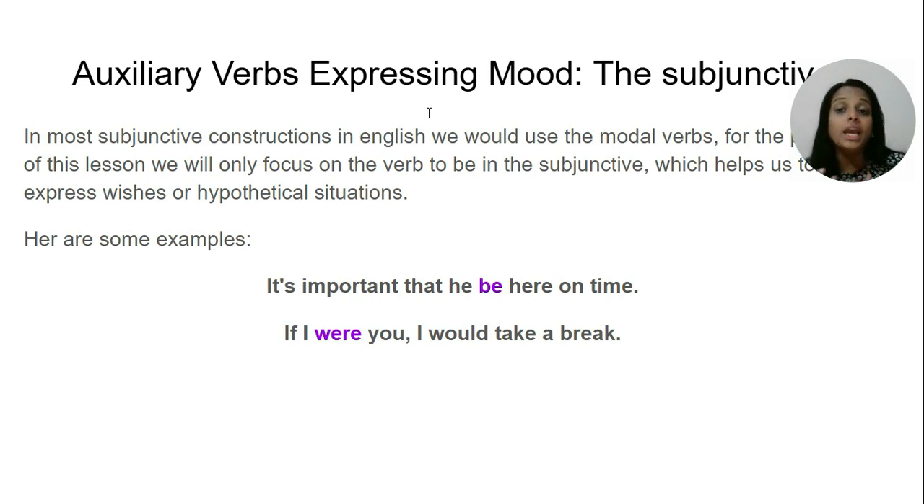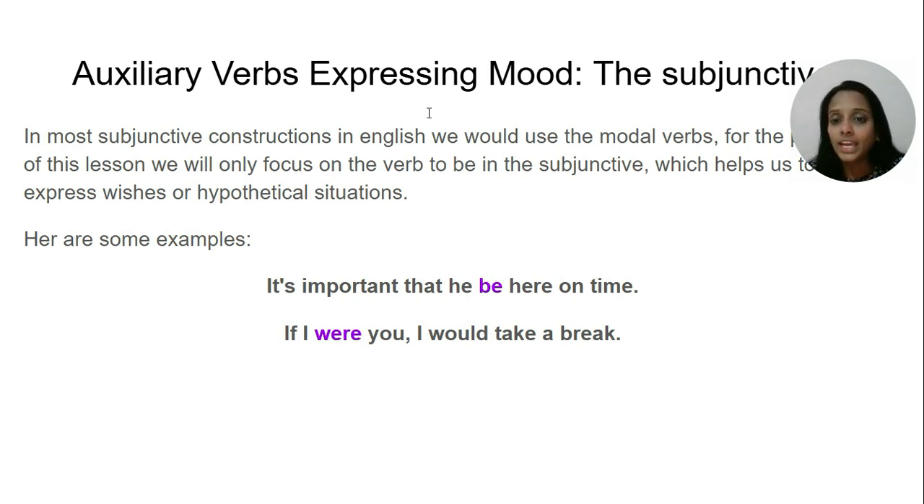Let's quickly recap everything we have learned today. The indicative mood is used for stating facts or asking questions. Example: Paris is the biggest city. The imperative mood is used for commands or orders. And the subjunctive mood is used for wishes, suggestions, or hypothetical situations.